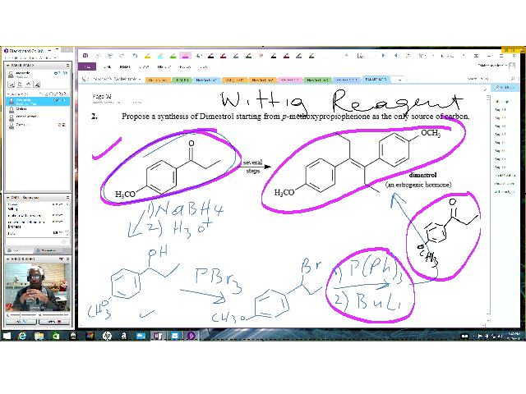Keep in mind, what does the Wittig do? The Wittig allows you to go directly from a carbon-oxygen double bond of a ketone or a carbon-oxygen double bond of an aldehyde to form a carbon-carbon double bond. By reacting the ketone or the aldehyde with a Wittig reagent, or ylide, what we call the ylide, you are able to go directly from the carbonyl of an aldehyde or the carbonyl of a ketone to a carbon-carbon double bond.